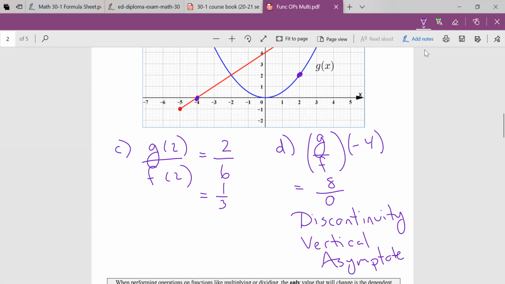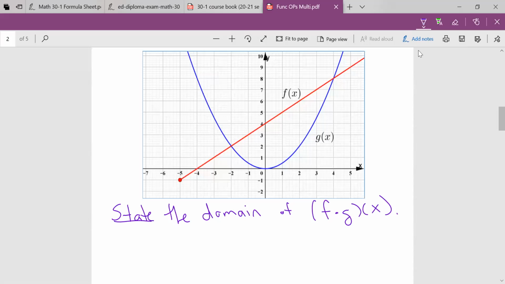Okay, so what we've learned so far is we're going to multiply and divide, same as we add and subtract. We only multiply and divide the y values. Now, one last question I want to take a look at here, and we are done. All right, last question we're going to consider. State the domain of f times g at x.